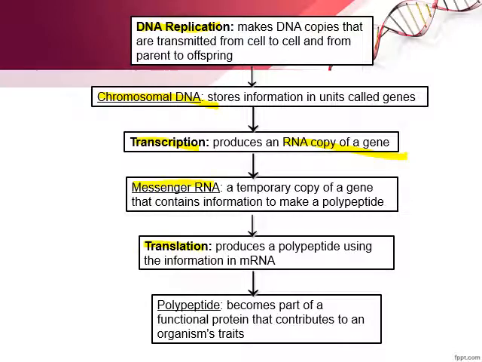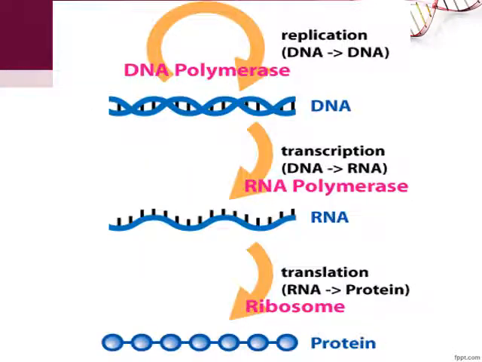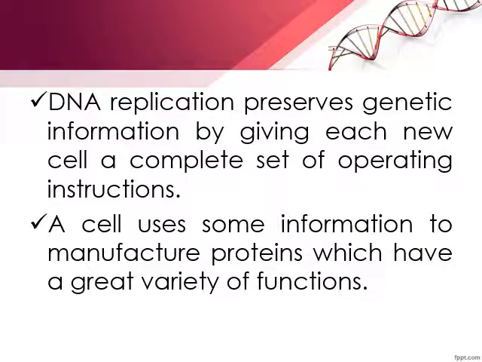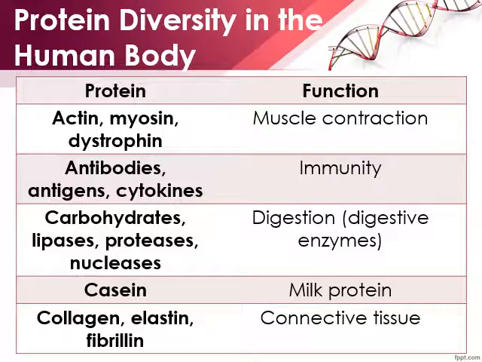Then translation produces a polypeptide using the information in the mRNA. The polypeptide becomes part of the functional protein that contributes to an organism's trait. So we have replication, then transcription, then translation. DNA replication preserves genetic information by giving each new cell a complete set of operating instructions.